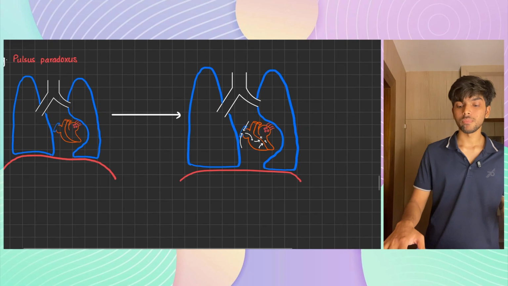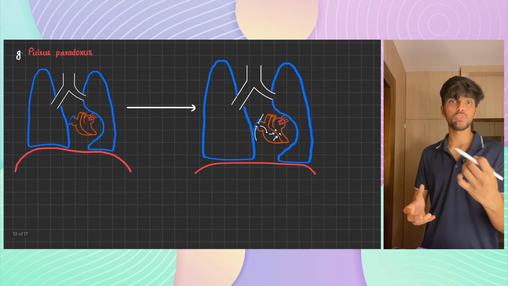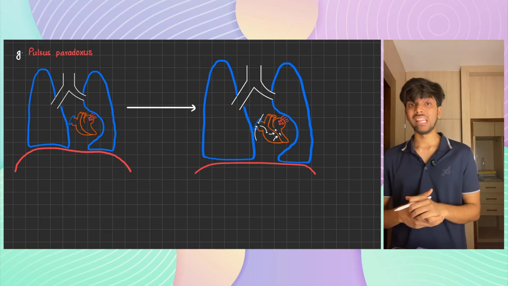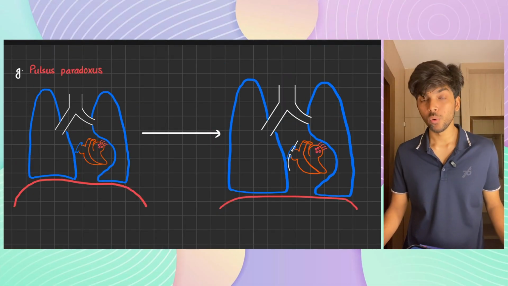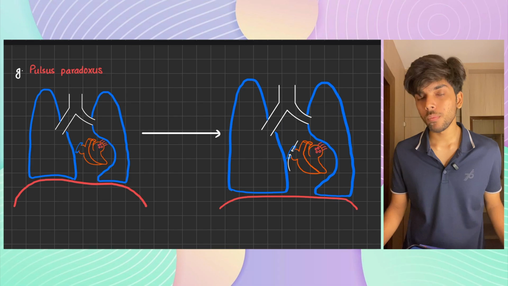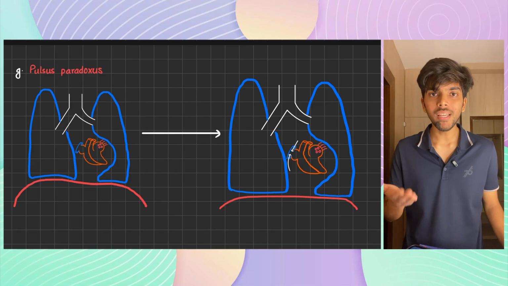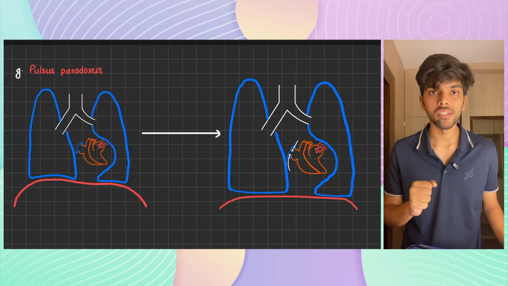Then we have pulsus paradoxus, something that you really need to understand, a highly conceptual question and a topic with lots of viva questions. Before understanding pulsus paradoxus or the pathology behind it, you need to know the normal physiology. The normal physiology is that during inspiration, the systolic blood pressure decreases.